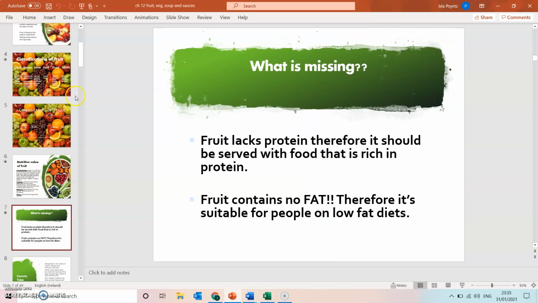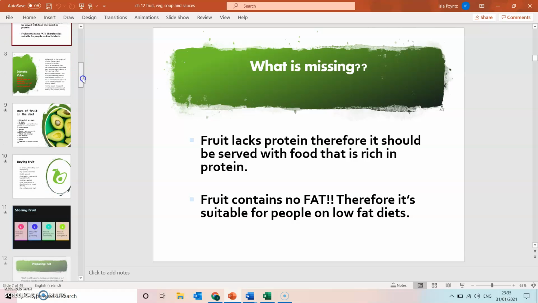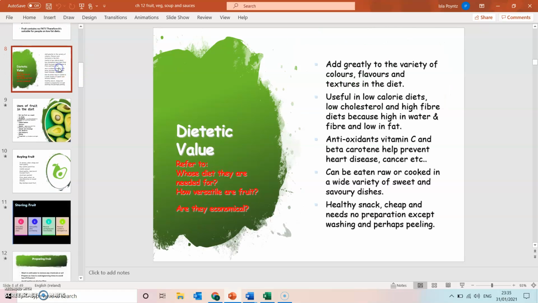Right, so we know what's missing. Okay, so we don't need to elaborate on that. It's the protein and the fat. So the dietetic value. So whose diet and why? So this is your next question on your little answer booklet, okay? You're asked about the dietetic value, and we have given you some pointers here.